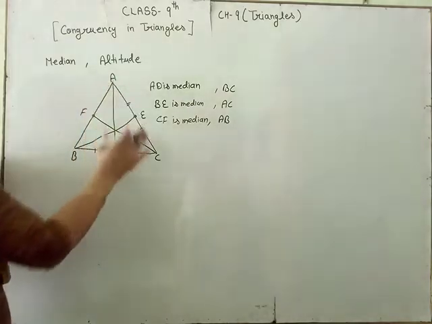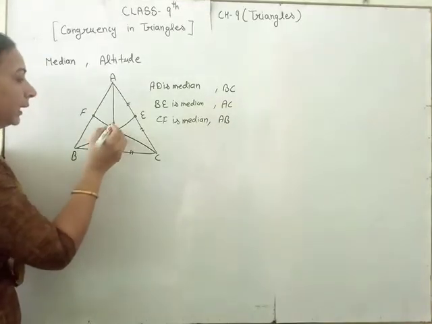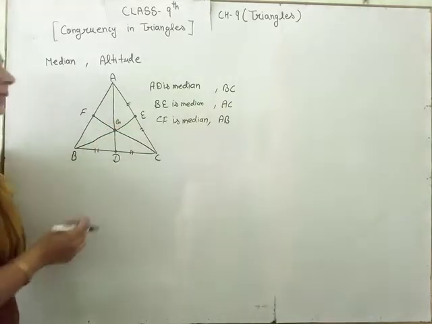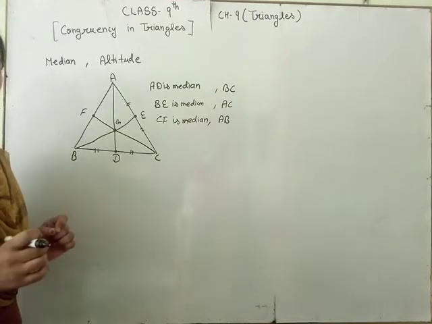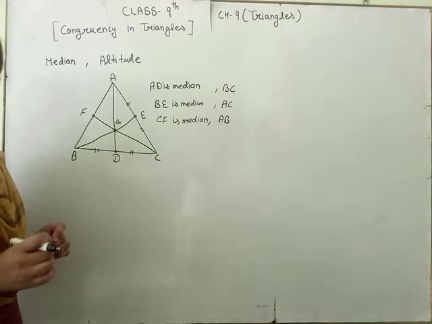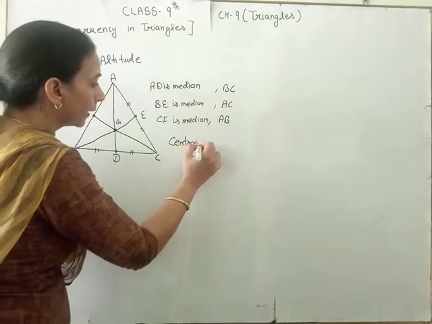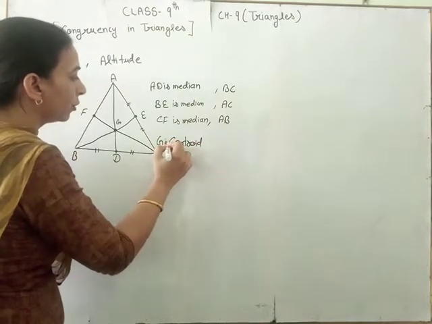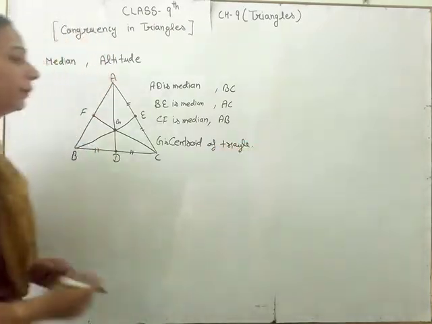And students, all the medians of a triangle meet at one point. Let the name of this point be G, and this point is the centroid of a triangle. G is the centroid of a triangle.